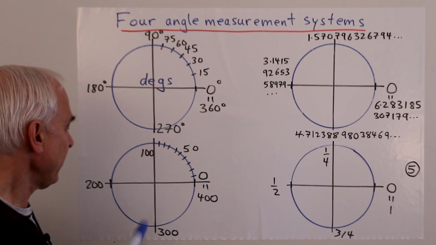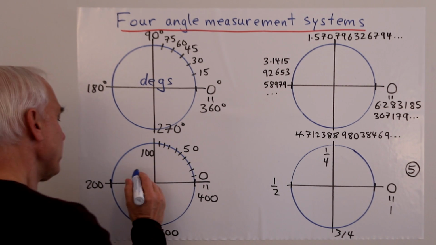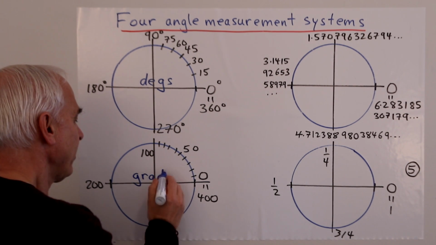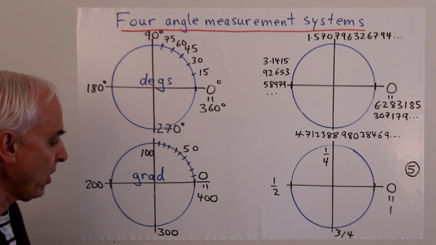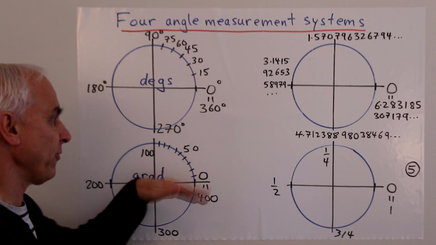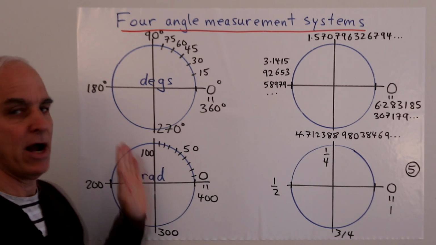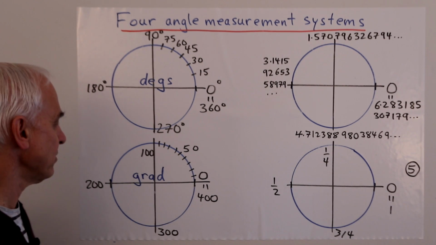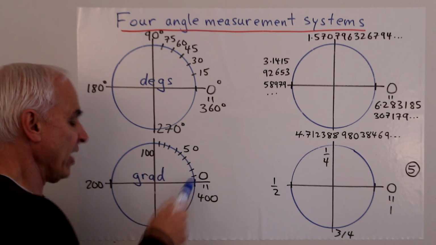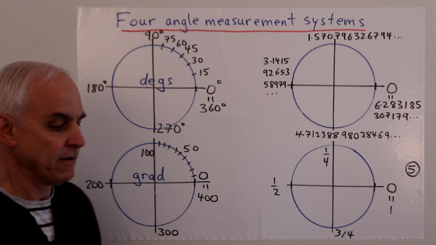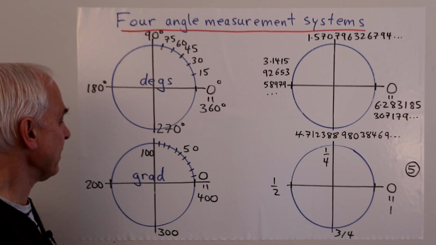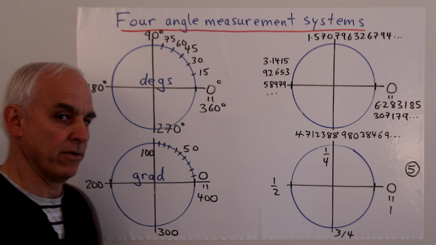Then we have this system here, which is not so well known at all. So sometimes these are called gradients. So it's kind of a European system where we're adopting a decimal point of view, saying, why should we go from 0 to 90? Let's go from 0 to 100. Okay, that's not unreasonable. Then we'll use a decimal system to divide this segment into 100 different grads, I suppose. And then there'll be 400 all the way around the circle.